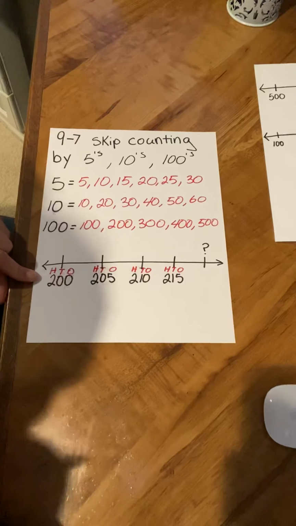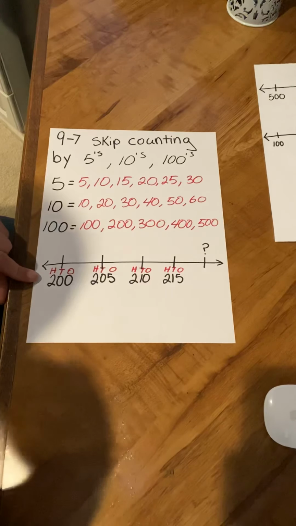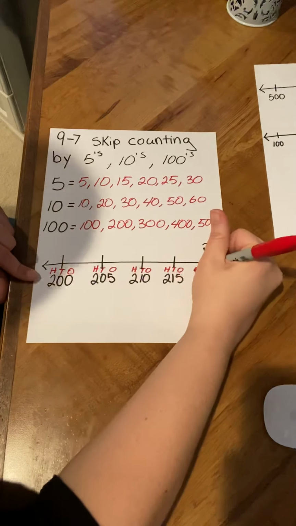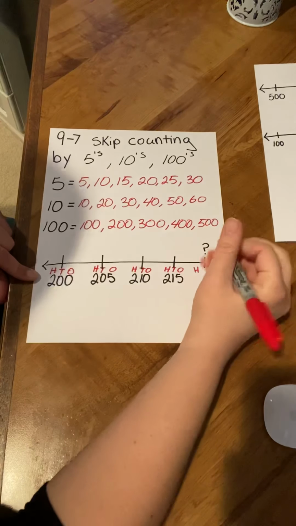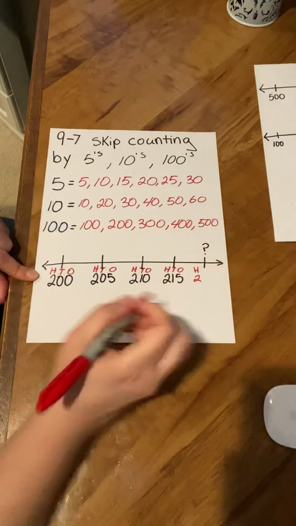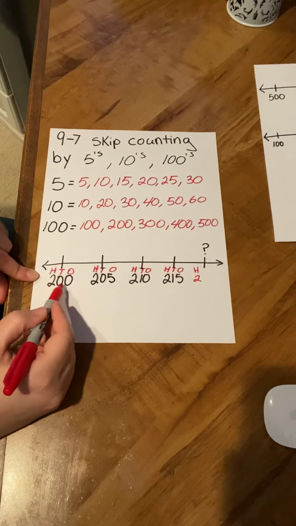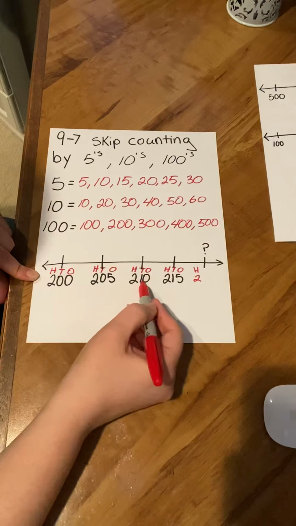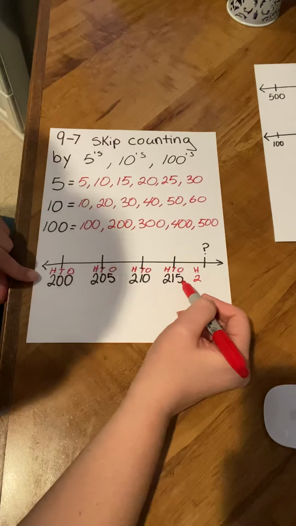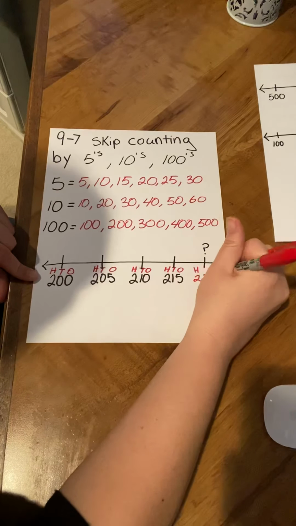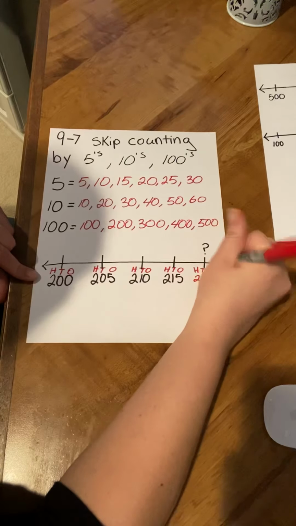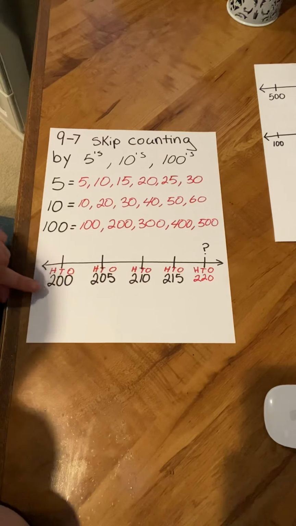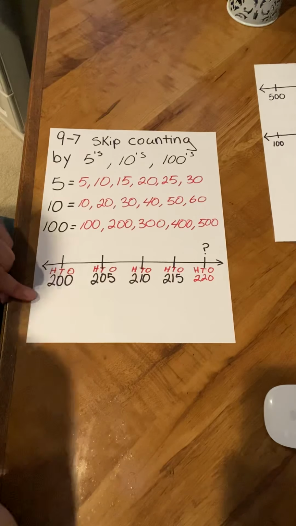What do you think the next number is going to be? Well, I know my hundreds place, I'm going to put an H there for hundreds, is going to be 2 because I'm going to stick with that pattern. And then I'm going to think about skip counting by fives. 5, 10, 15. What comes next? 20. So here we are skip counting by fives. Let's try another one.